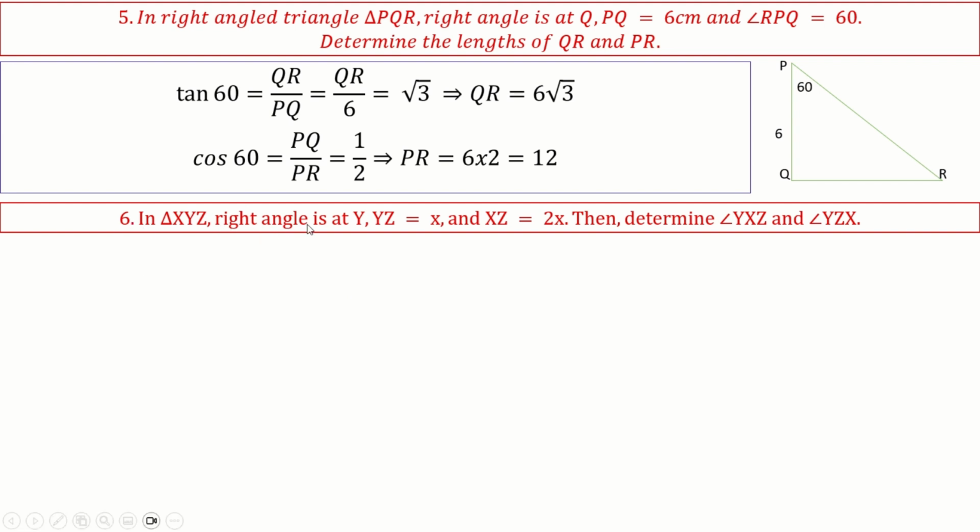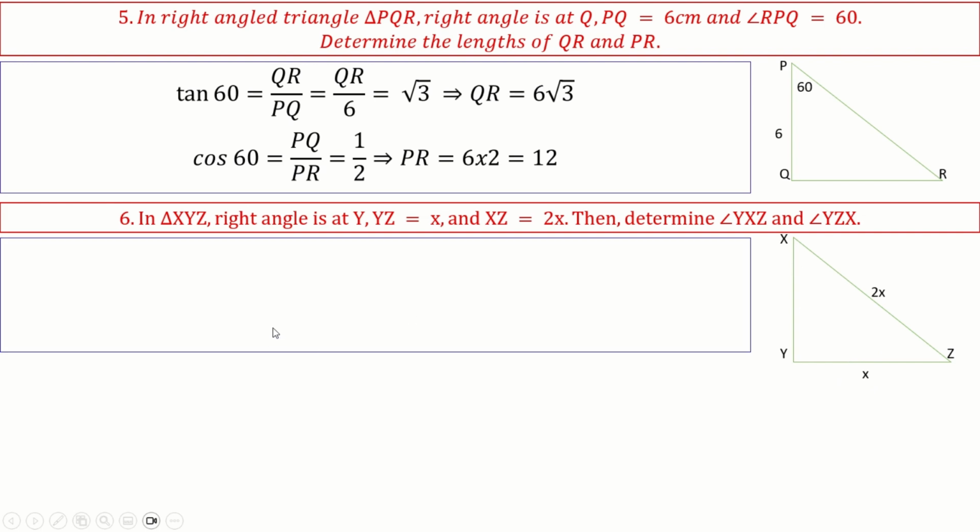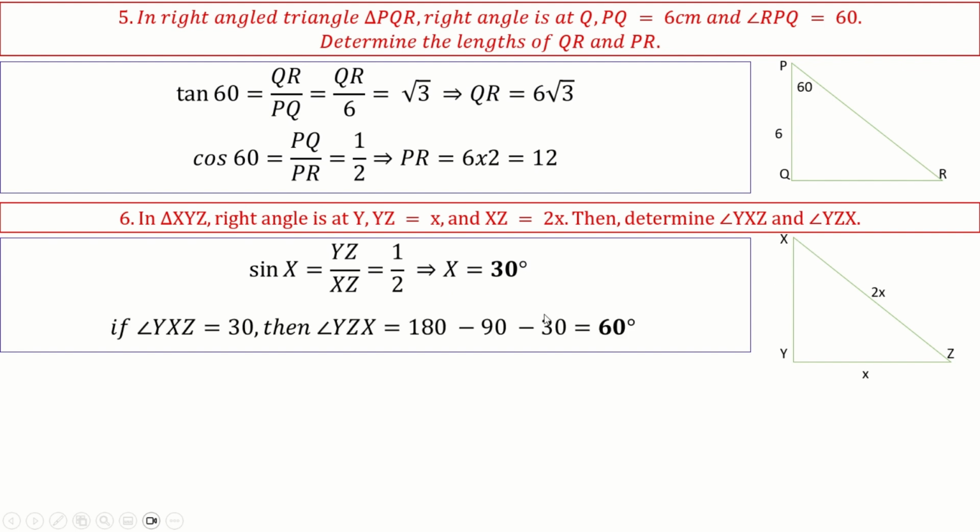In a triangle XYZ, right angle is at Y, YZ equal to X, XZ equal to 2X. Determine the two angles, X and Z. Okay. This is X, this is 2X. You have to determine the angles X and Z. Now let's take sin X. Sin X is nothing but YZ by XZ, which is X by 2X, which is 1 by 2. Which means X is 30 degrees. The other angle is 60 degrees because it's a right angle triangle. Okay, next.